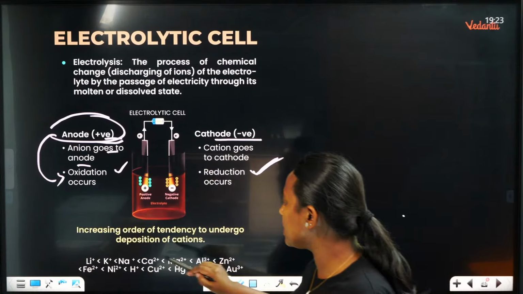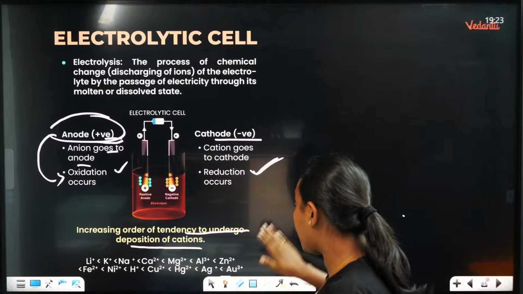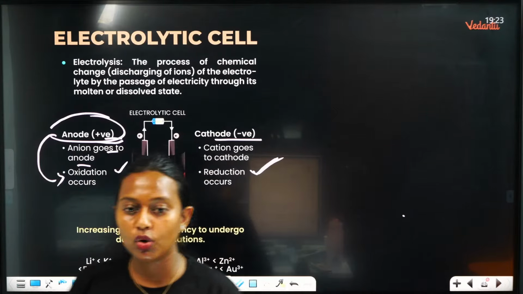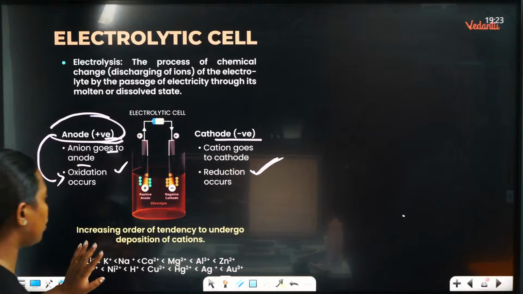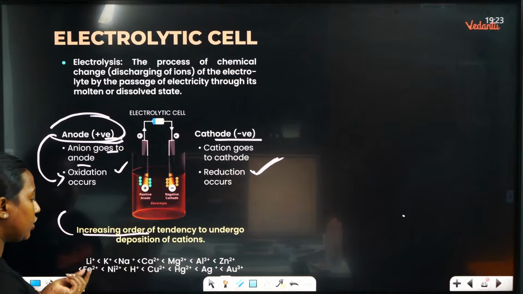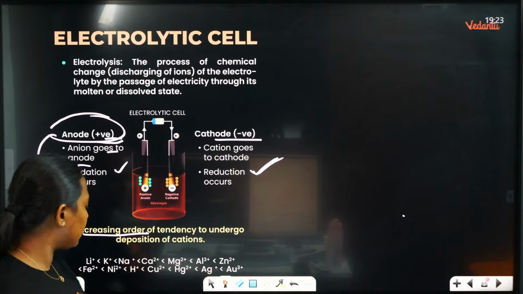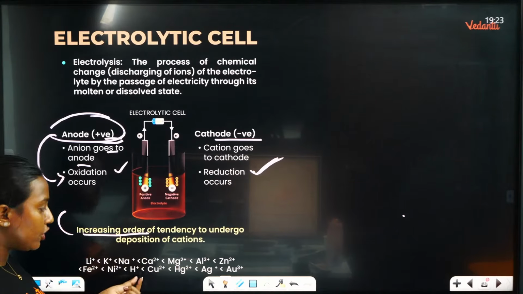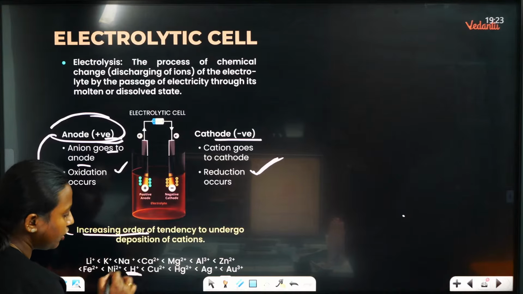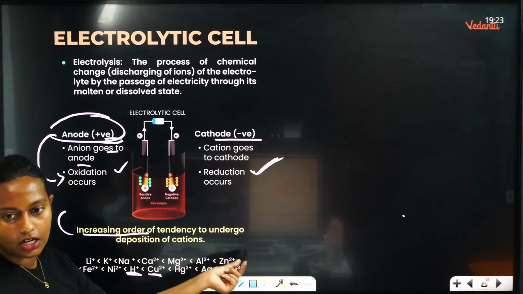Next, increasing order of tendency to undergo deposition of cation. Here you can see the increasing order: lithium and potassium, sodium and calcium, magnesium, aluminum, zinc, iron, nickel, hydrogen. This is very important. Hydrogen, copper and mercury, silver, gold.